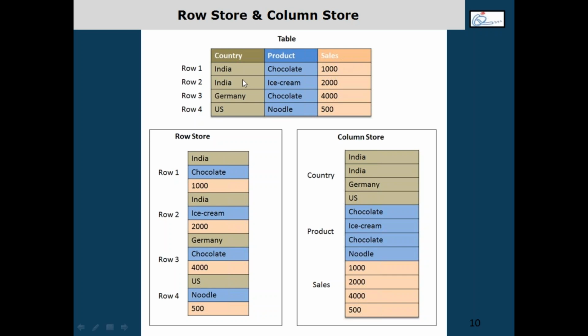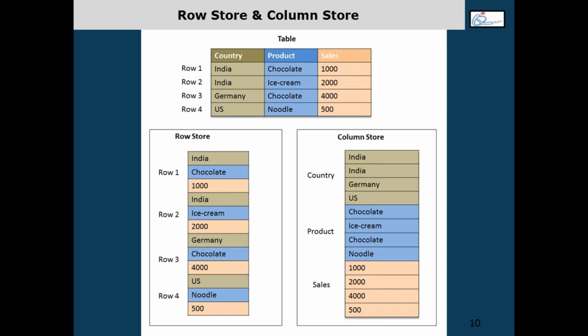And if I create the same table as column store, values of one column are stored in continuous memory locations. It takes all the values of country and puts them into one memory location. It takes all the values of product and puts them into one memory location. It takes all the values of sales and puts them into one memory location. In RAM, memory will have different pages. It finds a page which is free and inserts the data into that particular page.